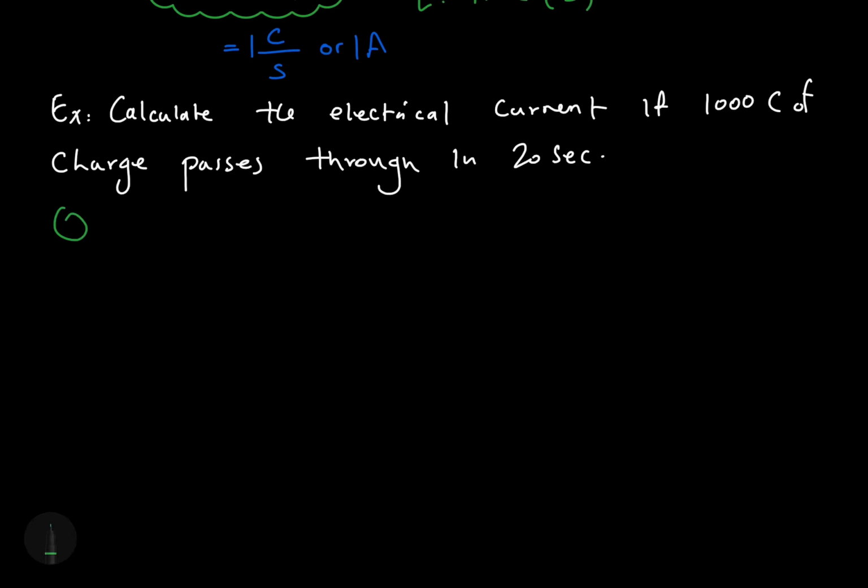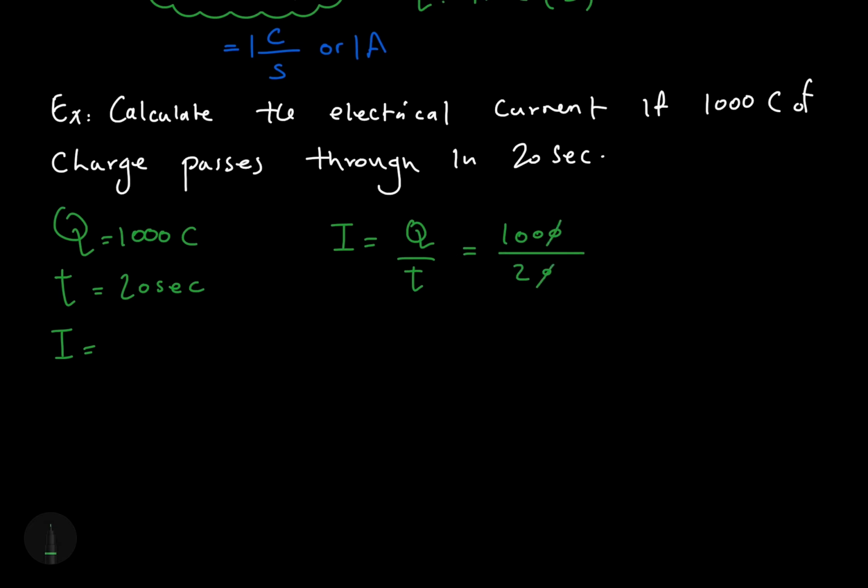So I know that the charge is 1000 coulombs. The time is 20 seconds. I'm looking for the current. I know that I is Q over T. So I just have to divide the 1000 by the 20 seconds. The zeros cancel out, and my answer is simply 50 amperes. And that would be the answer for this question.